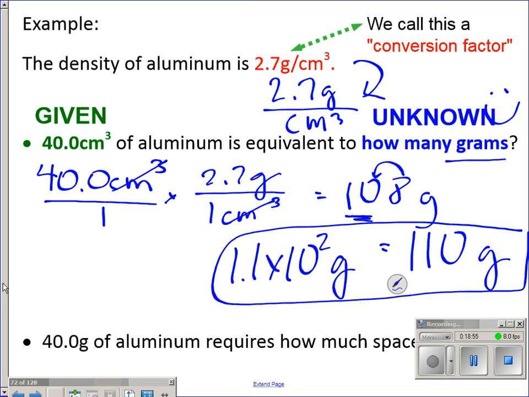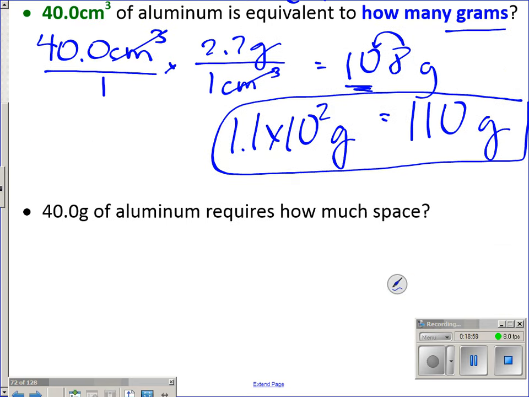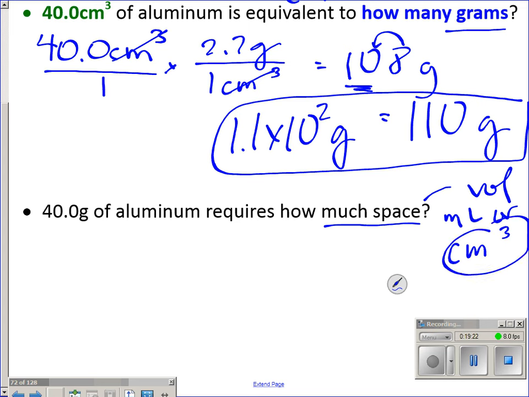Okay. All right. So let's go down to this one. Density again is given to us. Now this is our starting point: 40.0 grams. What are we converting to? So how much space, right? Space is volume, right? And we had 2 different units for volume. Milliliters or centimeters cubed. I'm going to say we're going to use centimeters cubed because that's what our density included above at the very top of this.